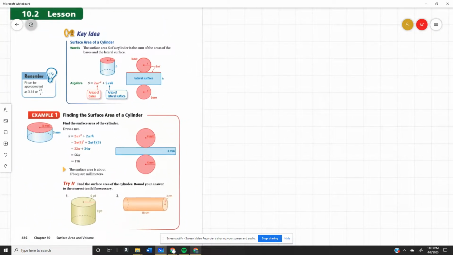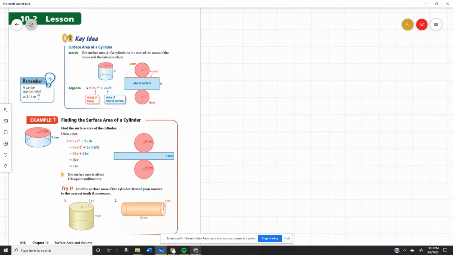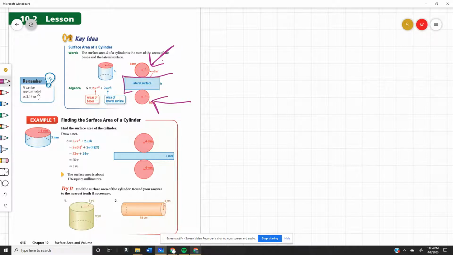So today we're going to be dealing with cylinders. Cylinders have a circular base and then they have a rectangular lateral surface when you look at the net. So what I'm talking about is right here we have these two circular bases and then we have a rectangular lateral surface. So some good examples of cylinders are hydro flasks, coffee cans.